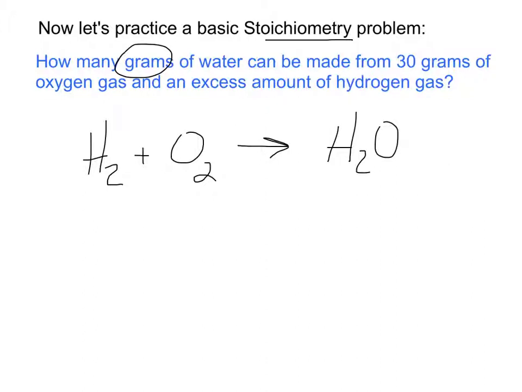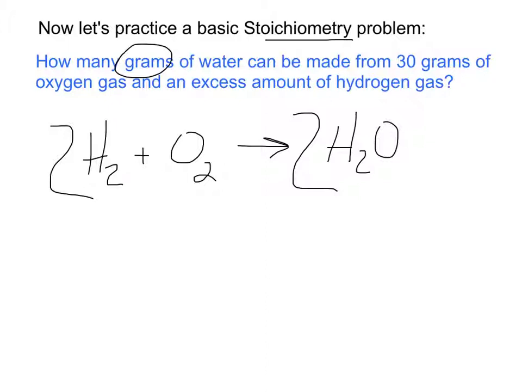Now I have to balance it. 2 hydrogens, 2 hydrogens. I'm okay there. 2 oxygens here, 1 oxygen. I have to add a big 2. Now that changed my hydrogens. Now I've got 4 hydrogens. I have to come over here and add a big 2. So now I've got 4 hydrogens, 2 oxygens, and 4 hydrogens, 2 oxygens. I'm balanced. So here's my basic chemical equation that I can start to work with.